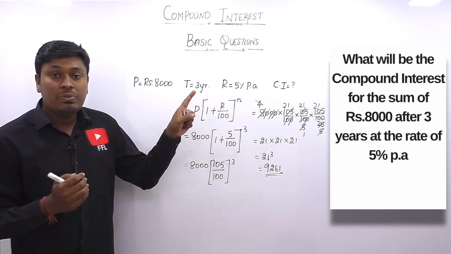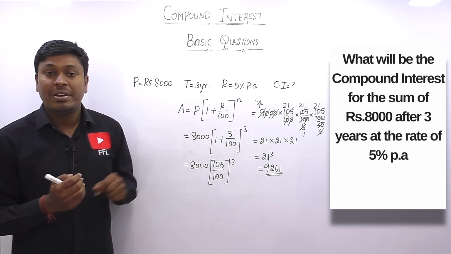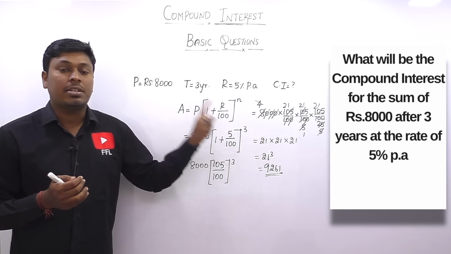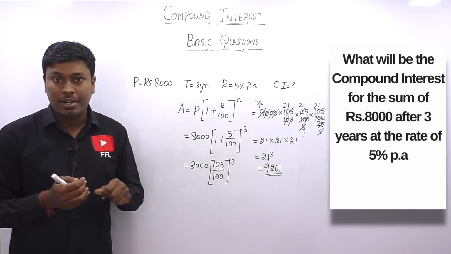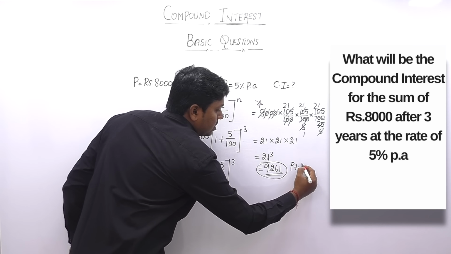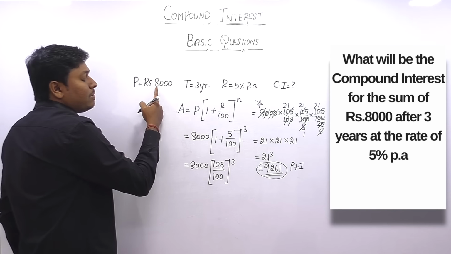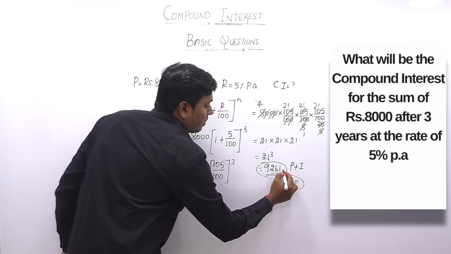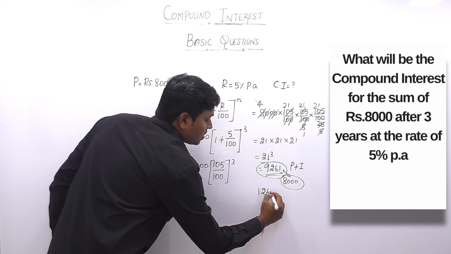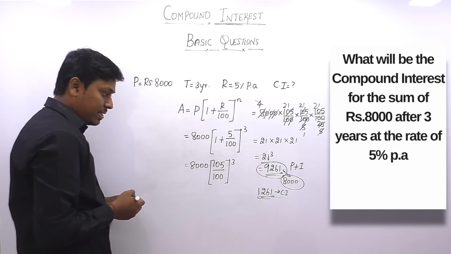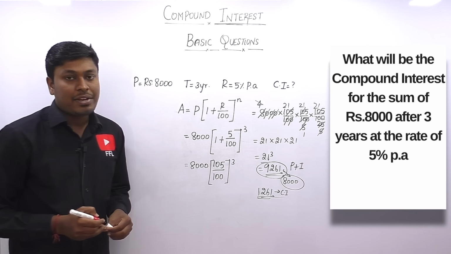But our target is to find only the compound interest. Look at the question carefully. So what will be the compound interest? We have found the total amount, but the question is only to find the compound interest. This total amount has principal and also interest, and we know the principal is 8,000. So when you subtract 8,000 from the obtained answer, we get 1261 as the compound interest. So compound interest will be 1261 and the total amount will be 9261.